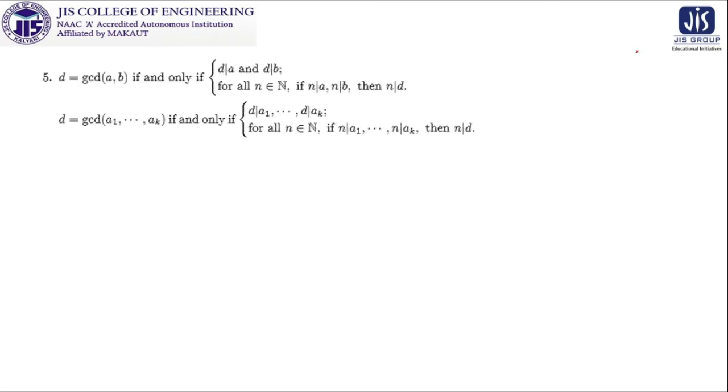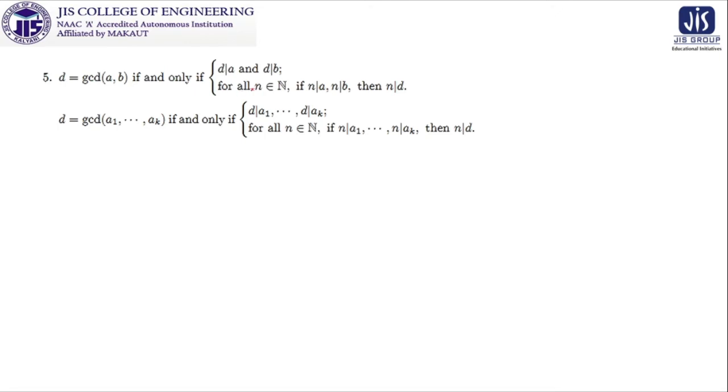Now proceeding further, the next property is very important: if D is equal to GCD of A comma B, it will be true that D divides A and D divides B, yes, otherwise it will not be the divisor. So there is no question of being a common divisor, there is no question of being the greatest common divisor.